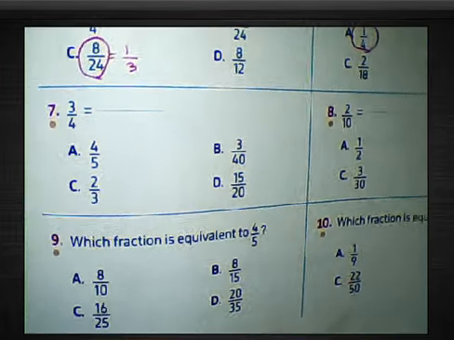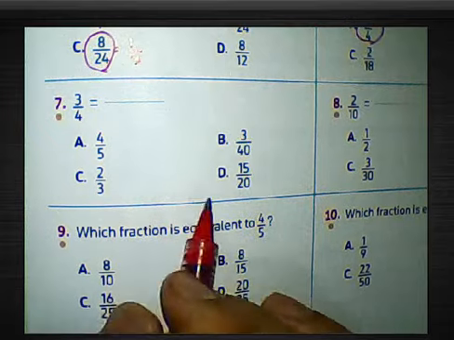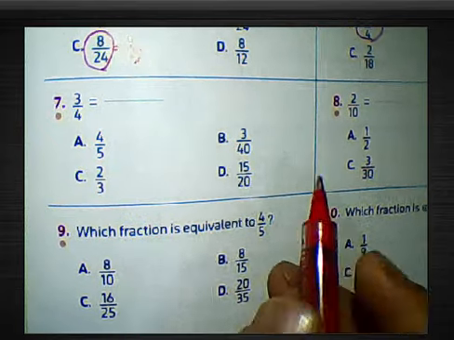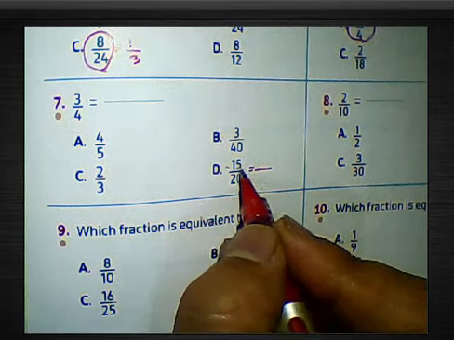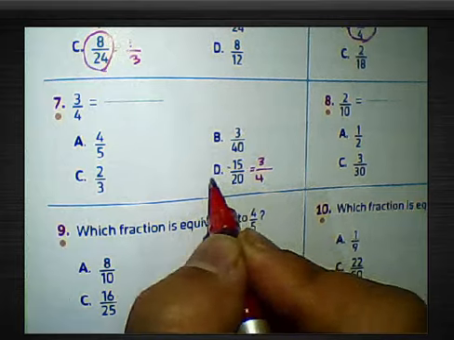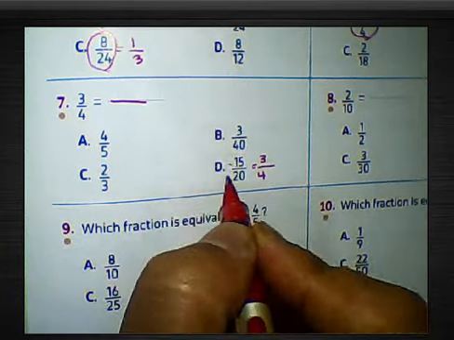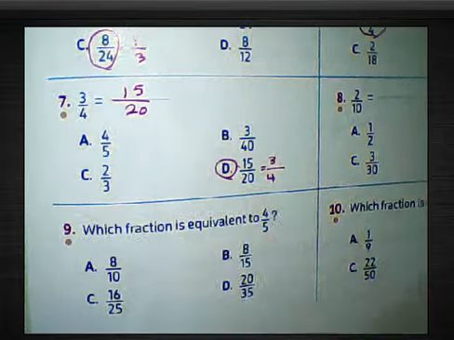3 over 4 equals what? We can simplify all the results to find 3 over 4. We have 15 over 20. We can simplify it by dividing by 5. 15 divided by 5 equals 3 and 20 divided by 5 equals 4. The result will be 3 over 4. The result will be letter D. Choose letter D. 15 over 20.